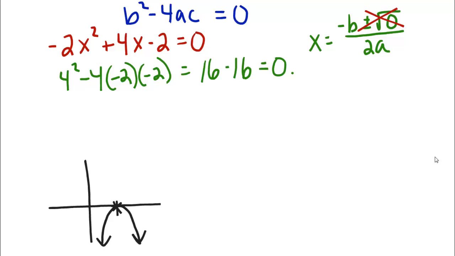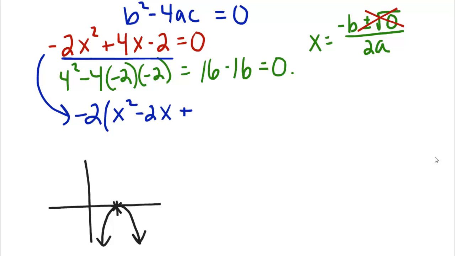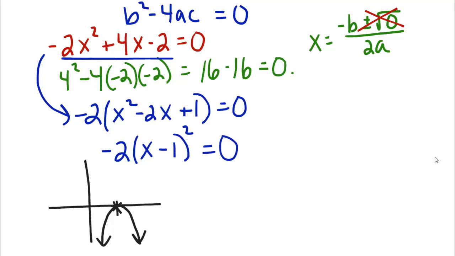And we knew that by calculating the discriminant and realizing the discriminant was 0, so we only have one solution. It's just where that vertex is touching the x-axis. Let's figure out if we can actually solve this equation, maybe not by using the quadratic formula. We can actually solve this by factoring. I'm going to take out a negative 2. We're left with x squared minus 2x plus 1 equals 0. And I can continue to factor: negative 2 times the quantity x minus 1 squared equals 0.